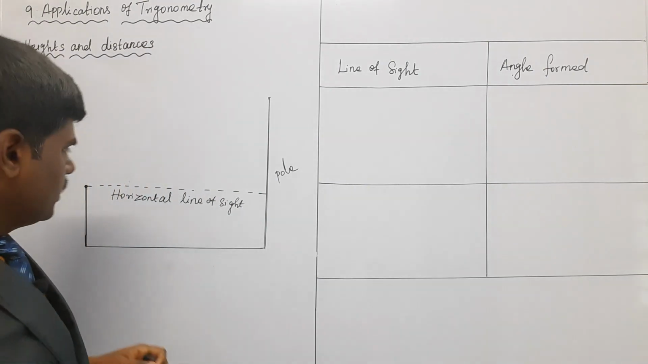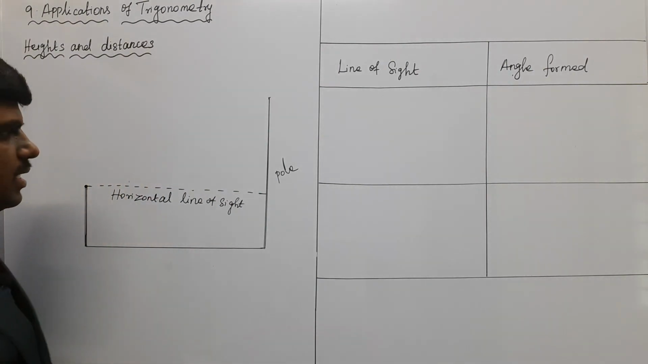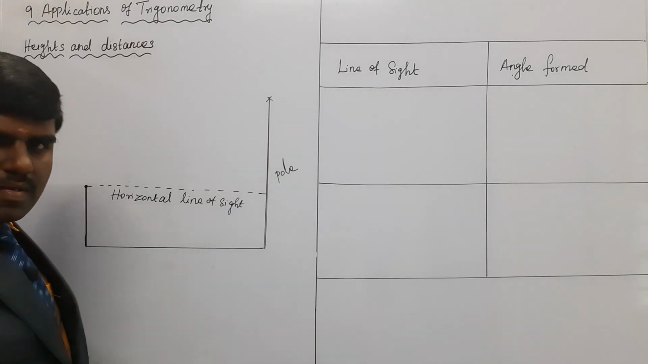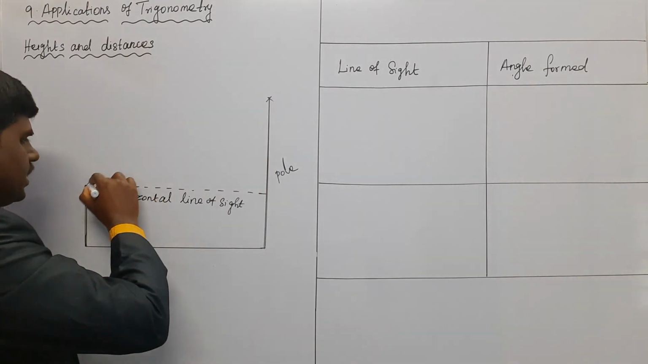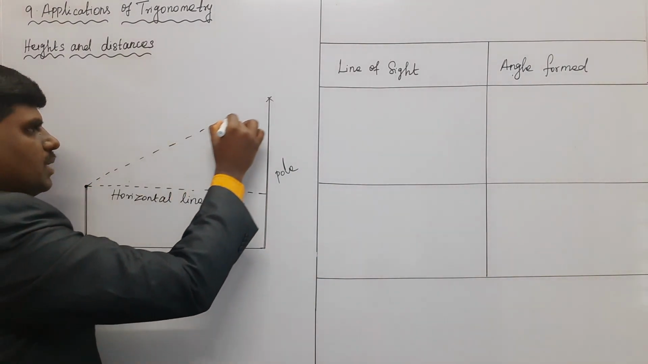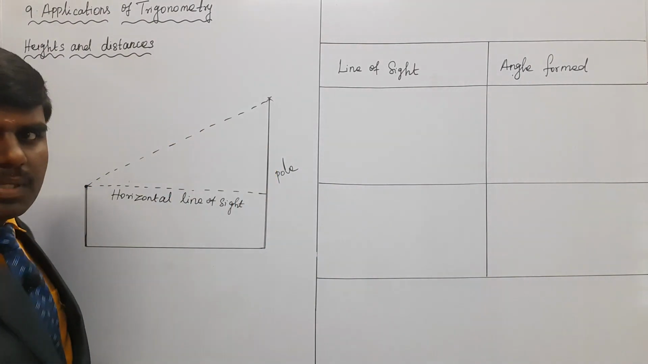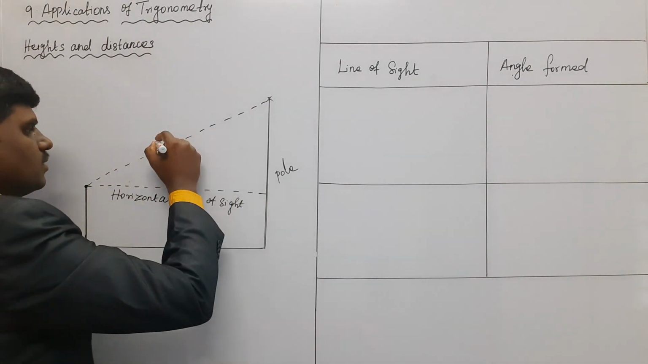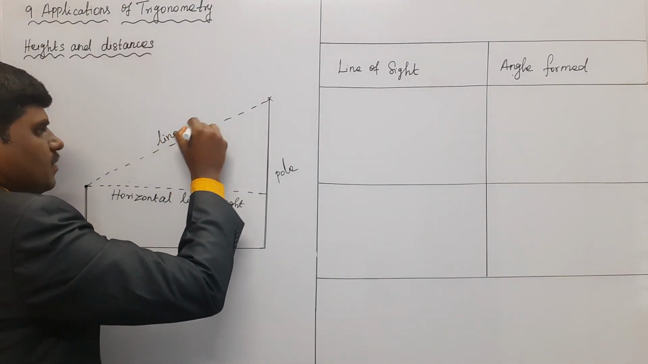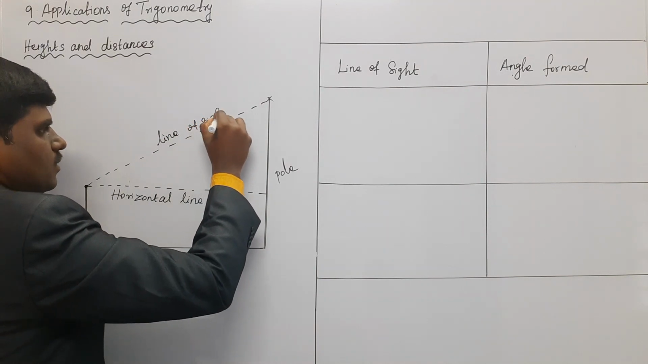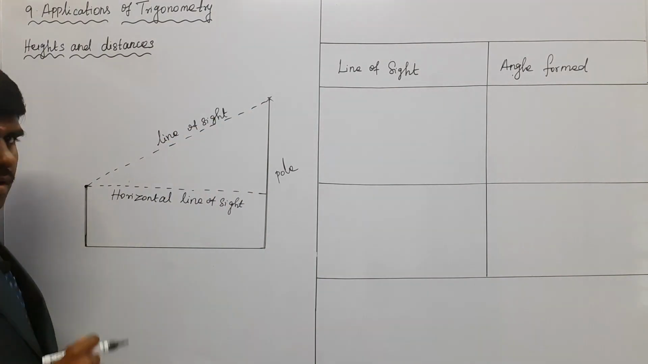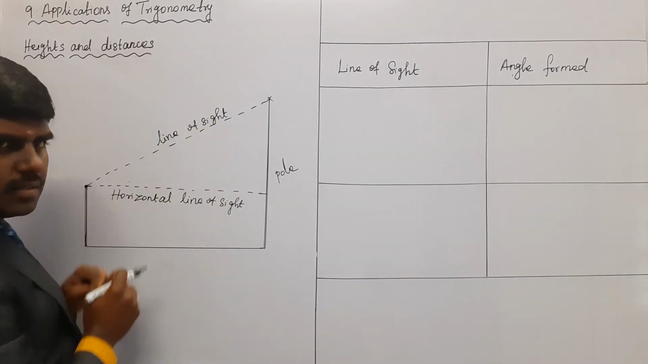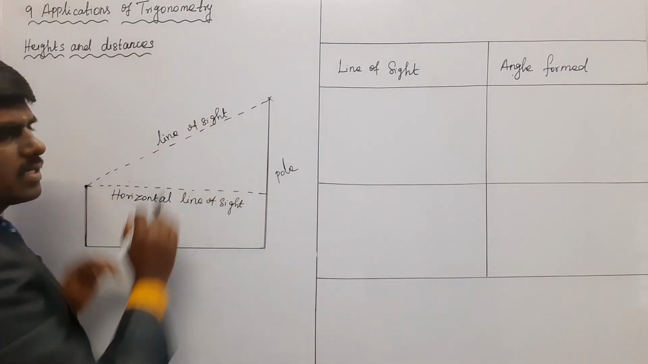Next, the person watches the top of the pole. This is the line of sight. Now this line of sight is above the horizontal level.